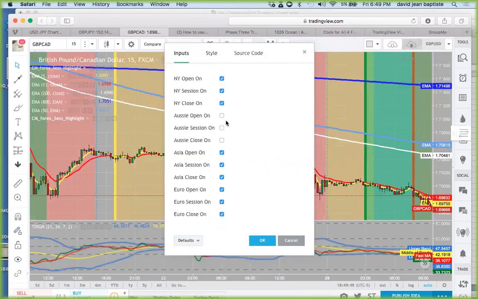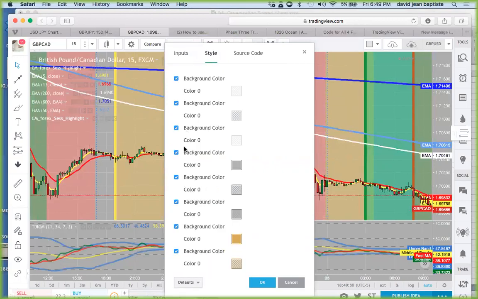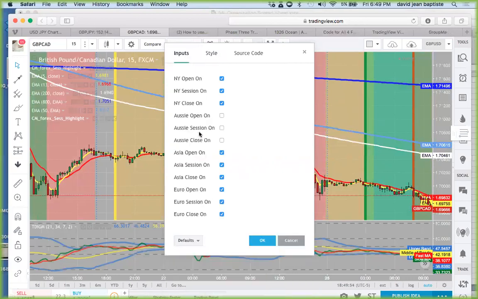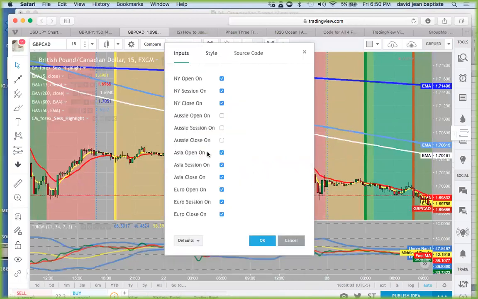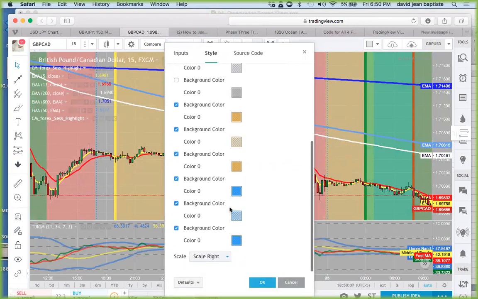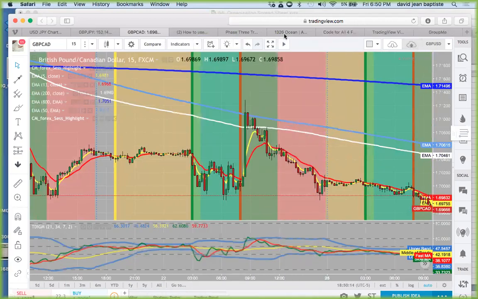The next 3 is for Aussie, so you're just going to take out the next 3 for Aussie. The following 3 is for the Asian session, and we're just going to put the following 3 as gold. Last but not least, the Euro session, and you could change it to red. All right. Gotcha. I hope that answered your question.